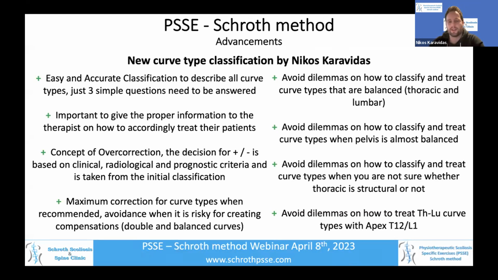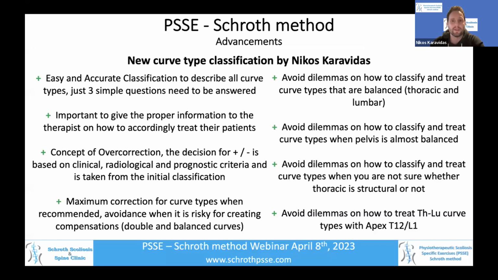And the concept of overcorrection, so the decision for the last question, whether to classify plus or minus, is based on clinical, radiological, and sometimes also prognostic criteria. And it's important that it's taken from the initial classification, so the therapist can understand from the very beginning how they will approach the patient later on when they have them in front of them. The main aim for this classification is to get the maximum of correction for the curve types that is recommended and is safe to do that, and avoid creating compensation when it is risky, especially when we speak about double or balanced curves.